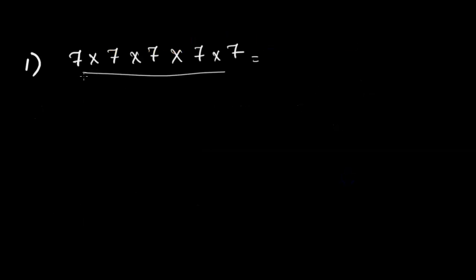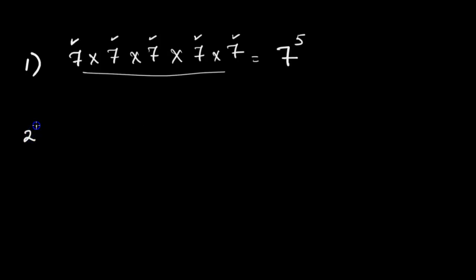Let's say we have to write this example in exponent form. We look at the number that is being repeated and that is 7. We write that number as the base and then we count the number of times this 7 is being repeated. 1, 2, 3, 4, 5 times it is being repeated, and that becomes the power of the number.